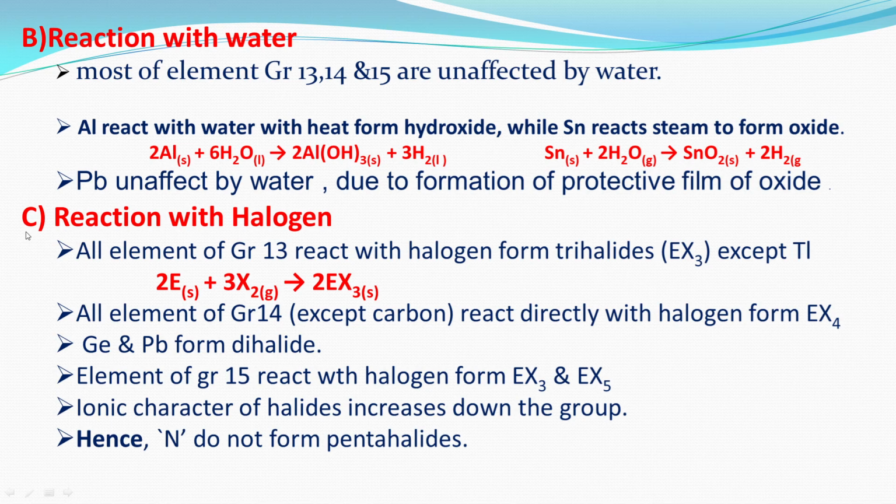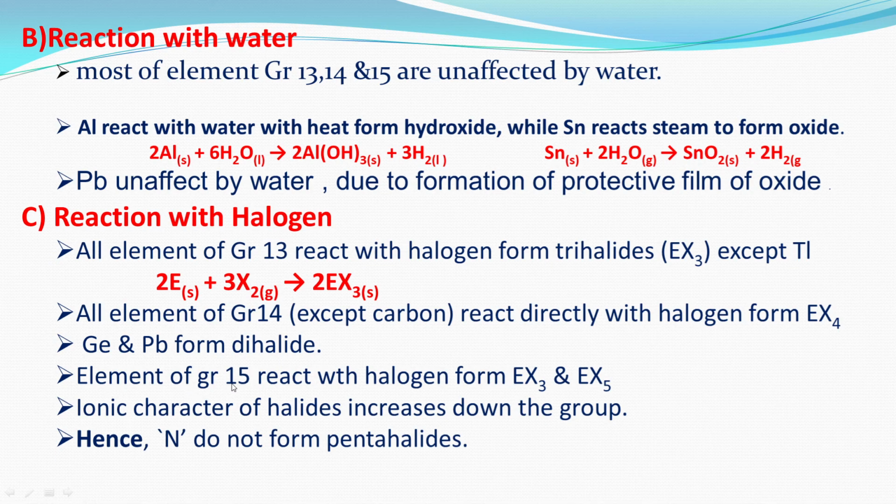Next, the reaction with halogen. All elements of group 13 react with halogen to form trihalide EX3, except thallium. Thallium doesn't form trihalide. The representation of the reaction: 2E plus 3X2 gives 2EX3. All elements of group 14 except carbon react directly with halogen to form EX4. Germanium and lead form dihalide.